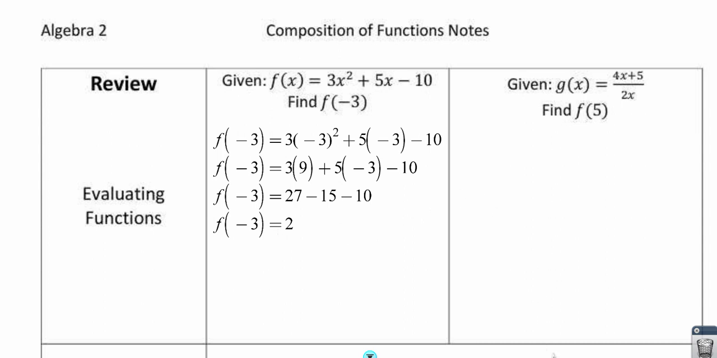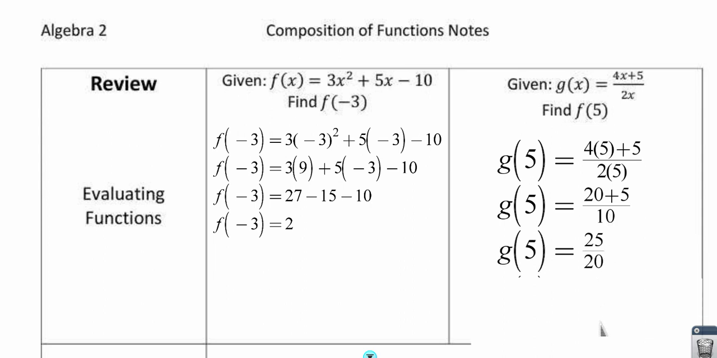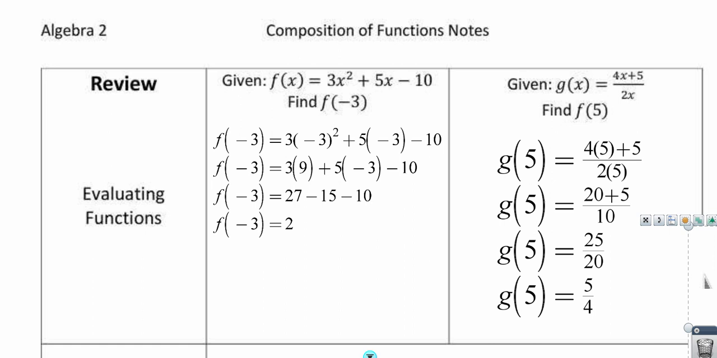All right, we can do the same thing with our second problem here. g of x equals 4x plus 5 over 2x. We're going to plug in 5 anywhere we see an x, and then we're just going to work this out. 4 times 5 is 20. 2 times 5 is 10. Then we're going to do our adding up top. 20 plus 5 is 25. So I get 25 over 20. That fraction can be reduced by dividing both the top and bottom by 5, so that we get that g of 5 is 5/4.